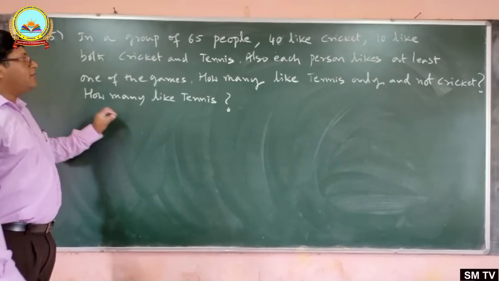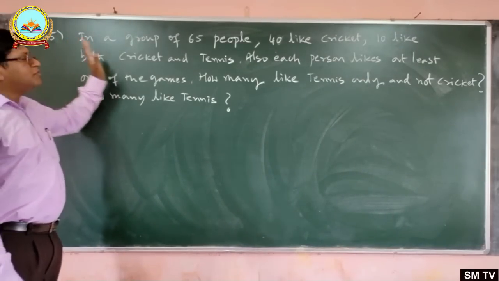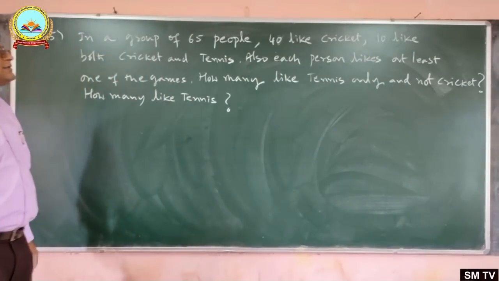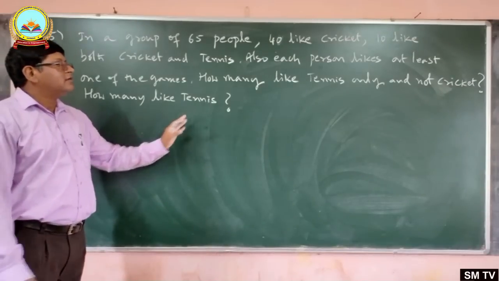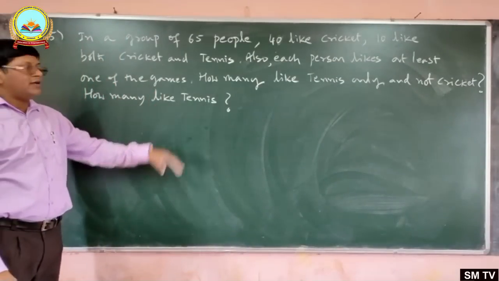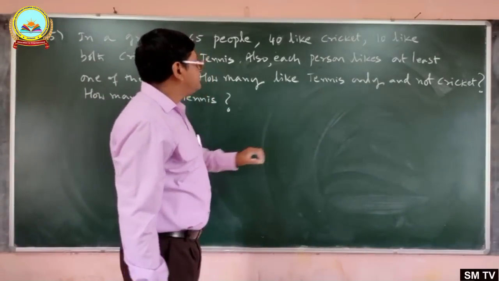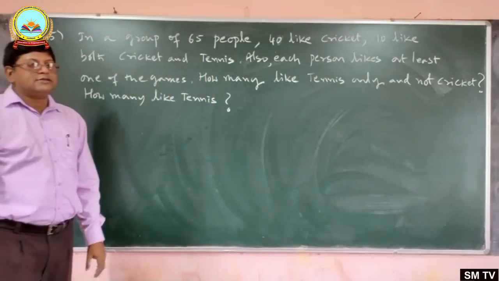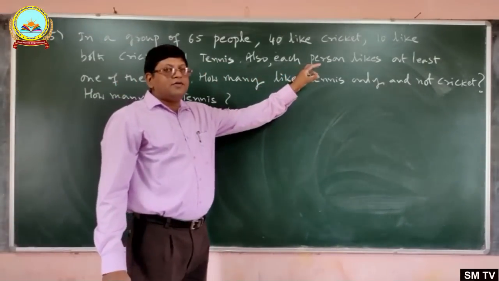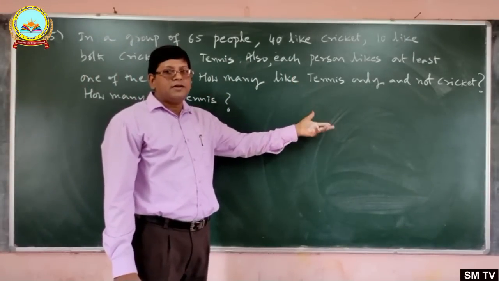Problem number 5. In a group of 65 people, 40 like cricket, 10 like both cricket and tennis. Also, each person likes at least one of the games. How many like tennis only and not cricket? How many like tennis? There are two questions here. We shall take C as the set of people who like to play cricket and T as the set of people who like to play tennis.